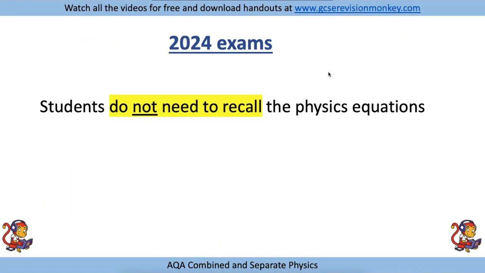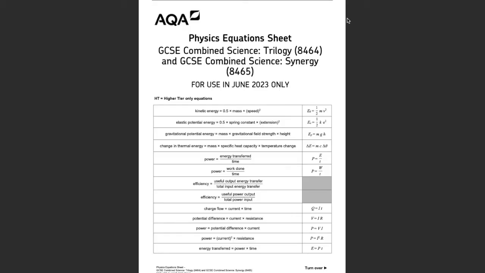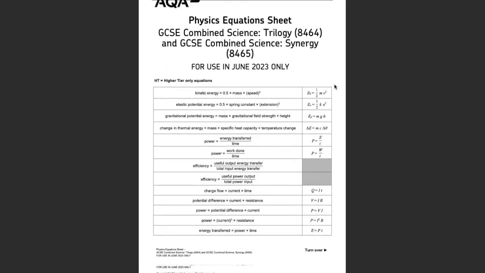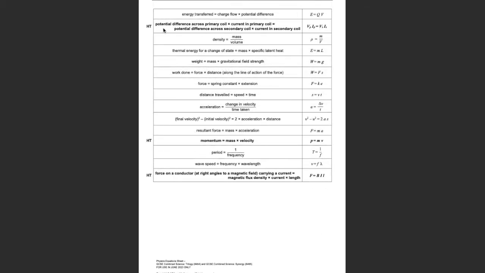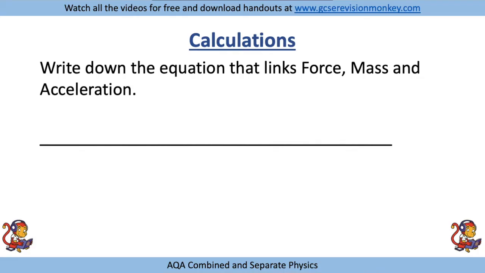As you are all probably aware, you do not need to recall the physics equations. This is what the equation sheet will look like, and it will have all of the equations on there for you. You will need to use the physics datasheet with the equations on to write down certain equations. For example, this says write down the equation that links force, mass and acceleration. So you'd look for the words force, mass and acceleration on the datasheet and write down the correct equation.